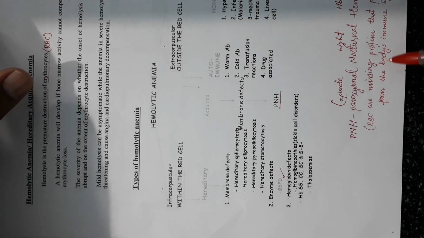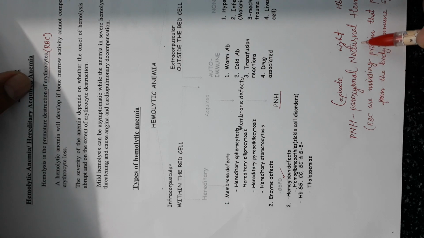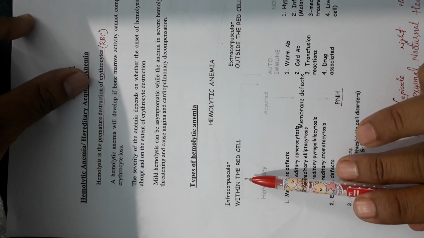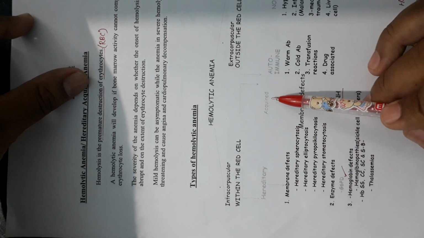So this is a condition where RBC are missing proteins that protect them from the body's immune system. Generally RBC have a protein that protects them from the body's own immune system. But if this protein is missing, then that condition is called paroxysmal nocturnal hemoglobinuria, and that is acquired. So the reasons of hemolytic anemia which lie within the RBC may be hereditary and acquired.